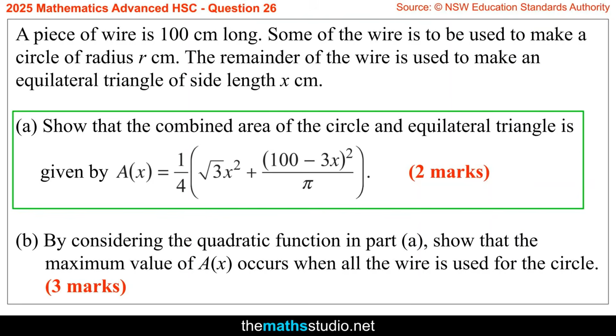Part A. Show that the combined area of the circle and equilateral triangle is given by A of x equals 1 over 4 times open bracket root 3 times x squared plus (100 minus 3x) in brackets squared over pi, close bracket.